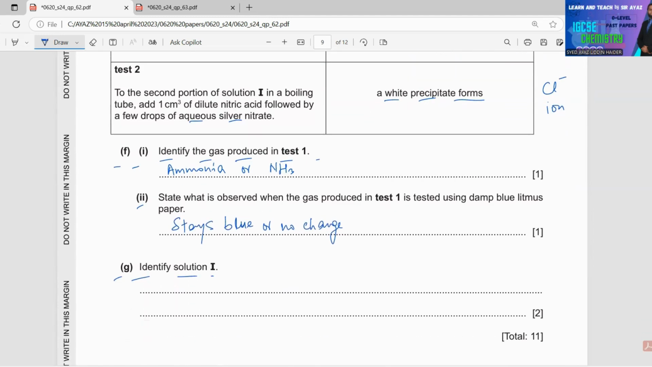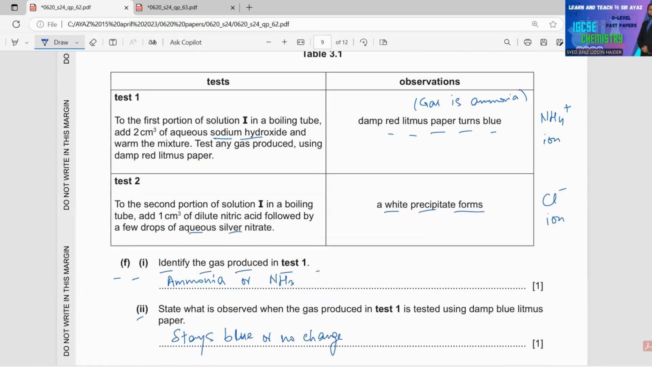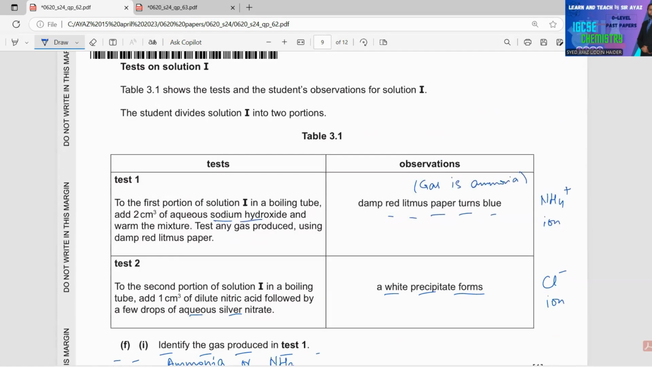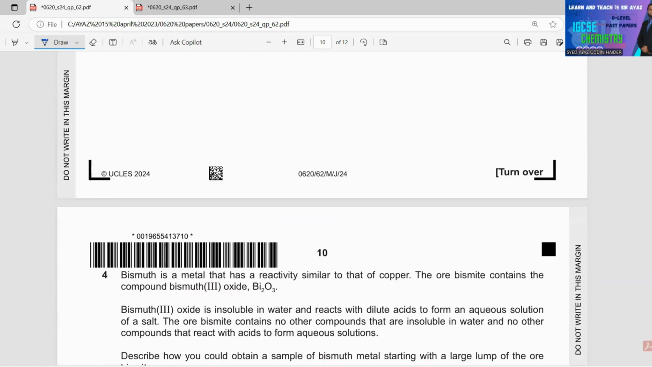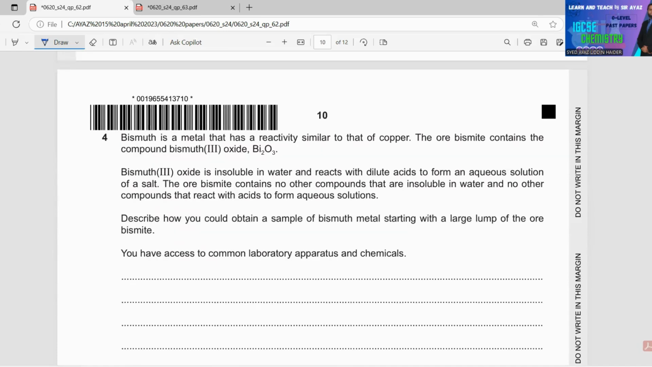G, identify solution I. Solution I must have ammonium ion and chloride ion. So I will write ammonium. You can even write NH4 positive, chloride ion, or Cl minus.